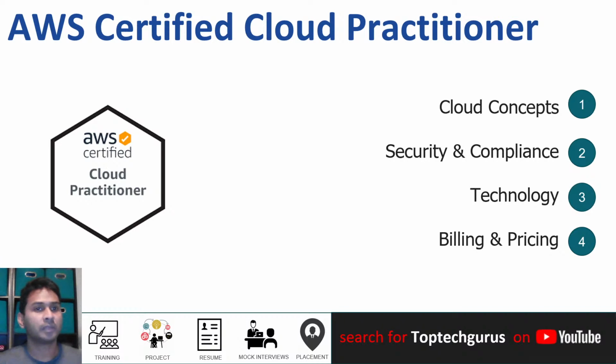To get the AWS Certified Cloud Practitioner, there are 4 domains that will be tested on. 26% of the questions come from cloud concepts, 25% as per AWS comes from security and compliance. They suggest that 33% of the questions come from technology and 16% from billing and pricing. So today we'll take a look at billing and pricing. We've already covered cloud concepts, security and compliance, and technology in the previous sessions.